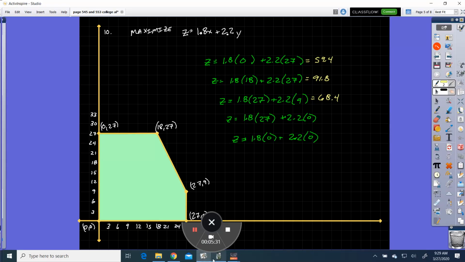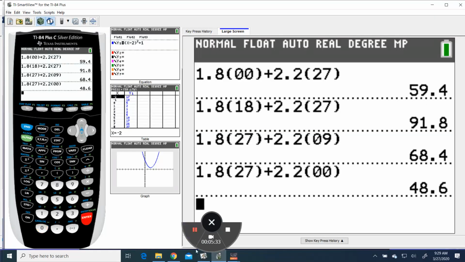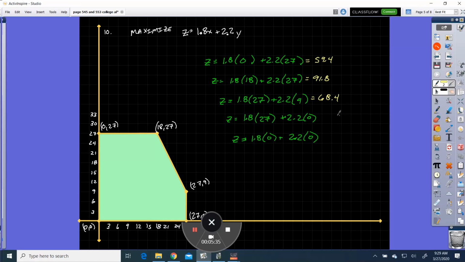It was 27, so that works. So that's going to be 48.6. And then the favorite one, 0, 0, that's 0. So if I'm maximizing 59, 91, 68, 48, 91 is the biggest value. So the maximum value is 91.8, and that happens at 18, 27. Okay.